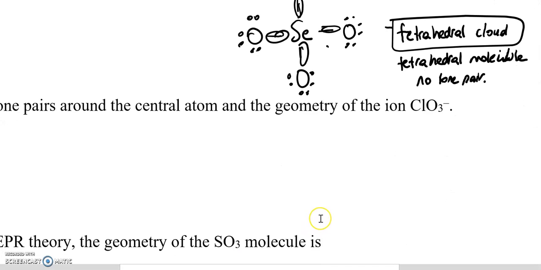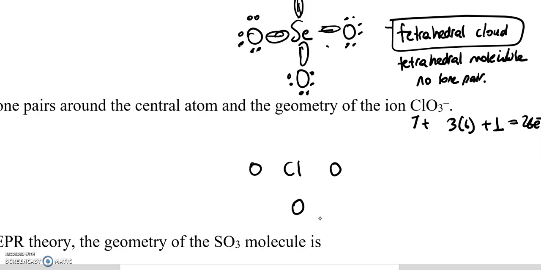All right, so let's do the next question. It's asking you the same question. So we're going to have chlorine with 7 valence electrons, and then we have 3 times 6, plus 1. 7 for chlorine, 6 for each oxygen, and then we have a negative charge on it. So it makes 18 here, and 25 and 26 electrons in total. All right, so I'm going to have the chlorine in the center, with oxygen, oxygen, oxygen. I'm going to make single bonds. I used up 6 electrons.